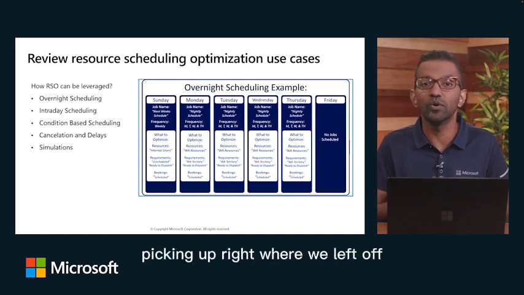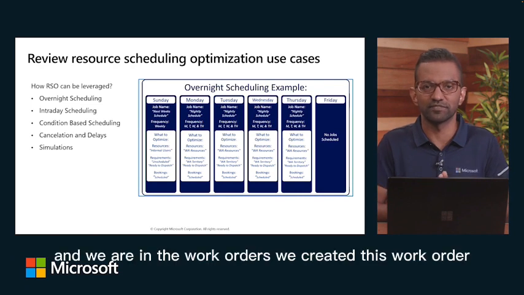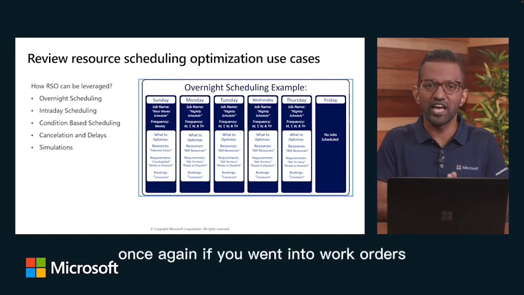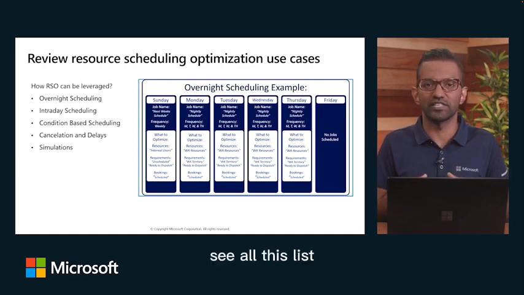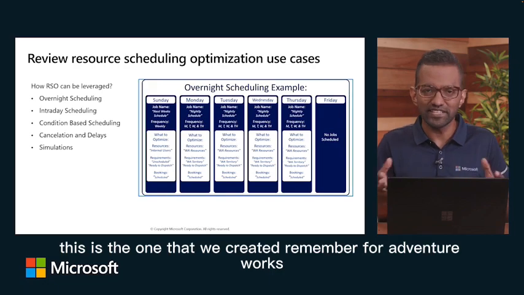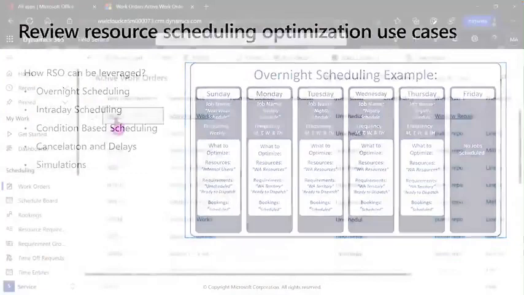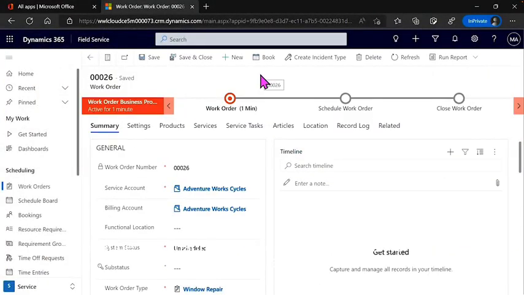Picking up right where we left off, we are in the work orders. We created this work order for Adventure Works Cycles. Once again, if you go into work orders, you see this list. This is the one that we created. Remember, for Adventure Works, there's a window repair that's due. Let's go back in there. Since it's unscheduled, we need someone to fix the problem, to move it along to a stage of completion. We need to take care of our customers.